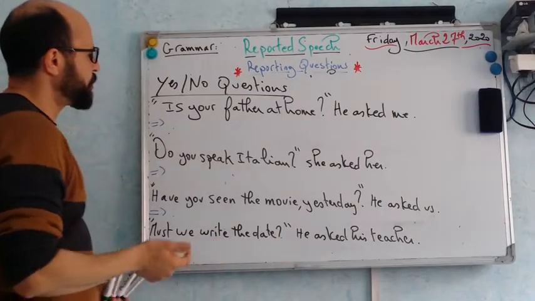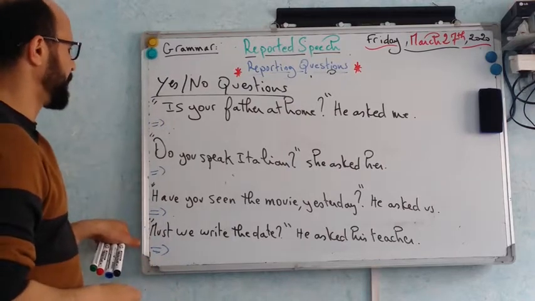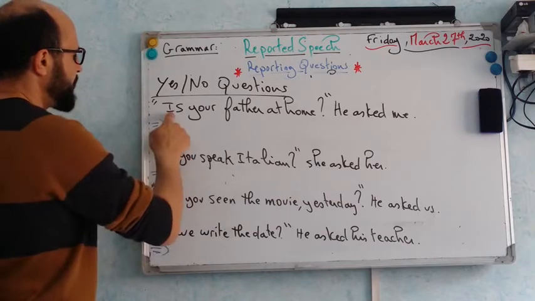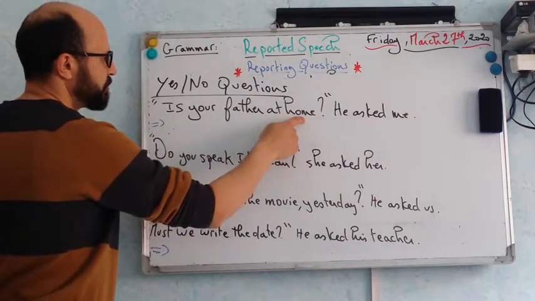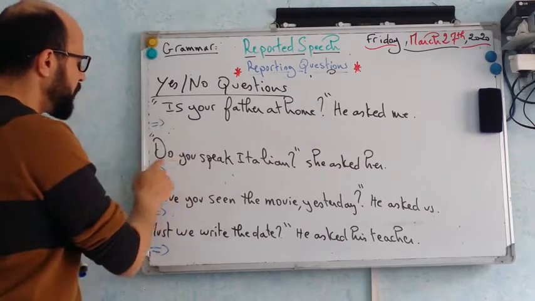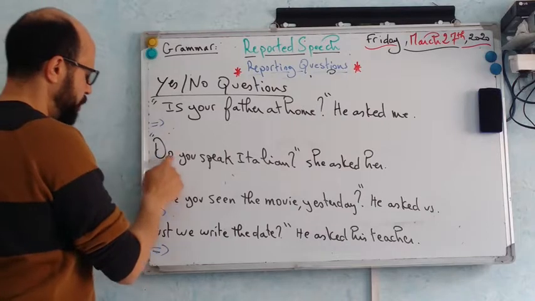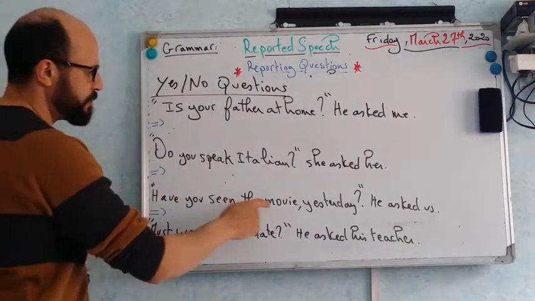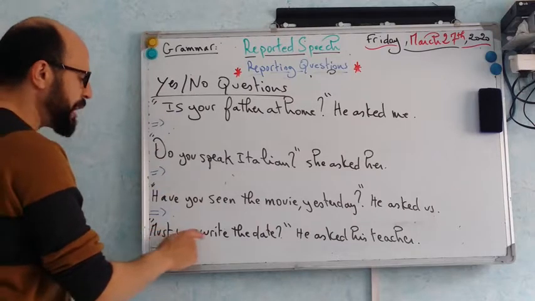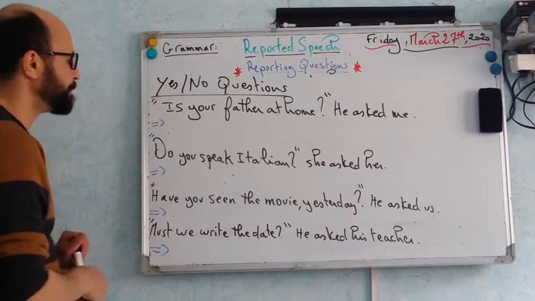Now let's move on to yes-no questions. I have here 4 examples because we have 4 types of yes-no questions. Is your father at home? So this is a yes-no question beginning with the verb to be. Do you speak Italian? This one is beginning with the verb do. Have you seen the movie yesterday? It's beginning with the verb have. Must we write the date? Beginning with the modal must.